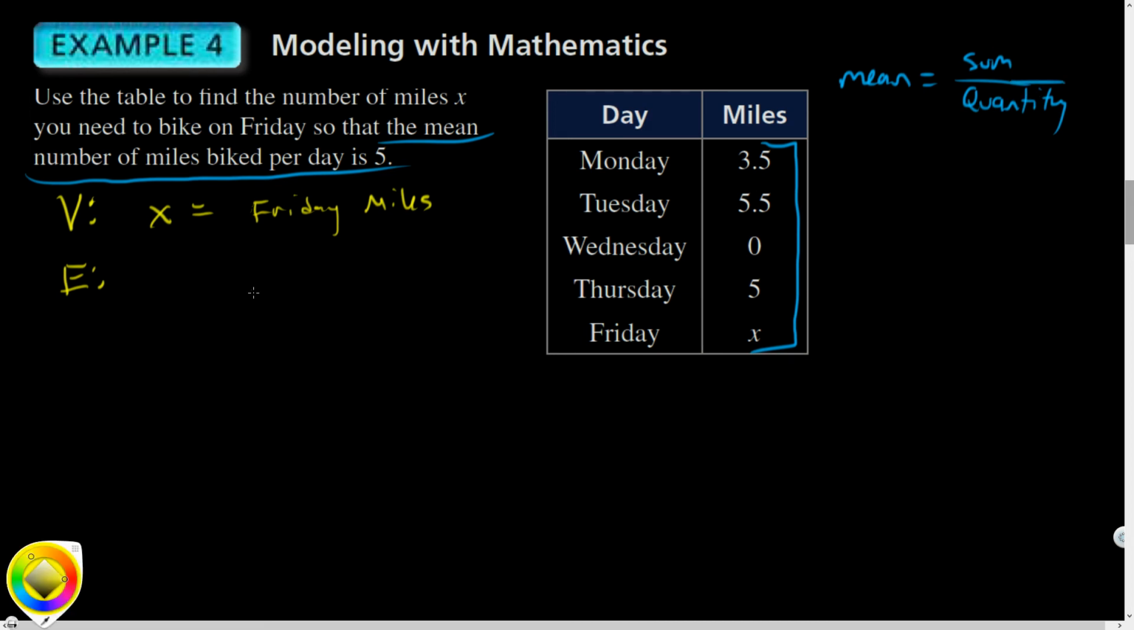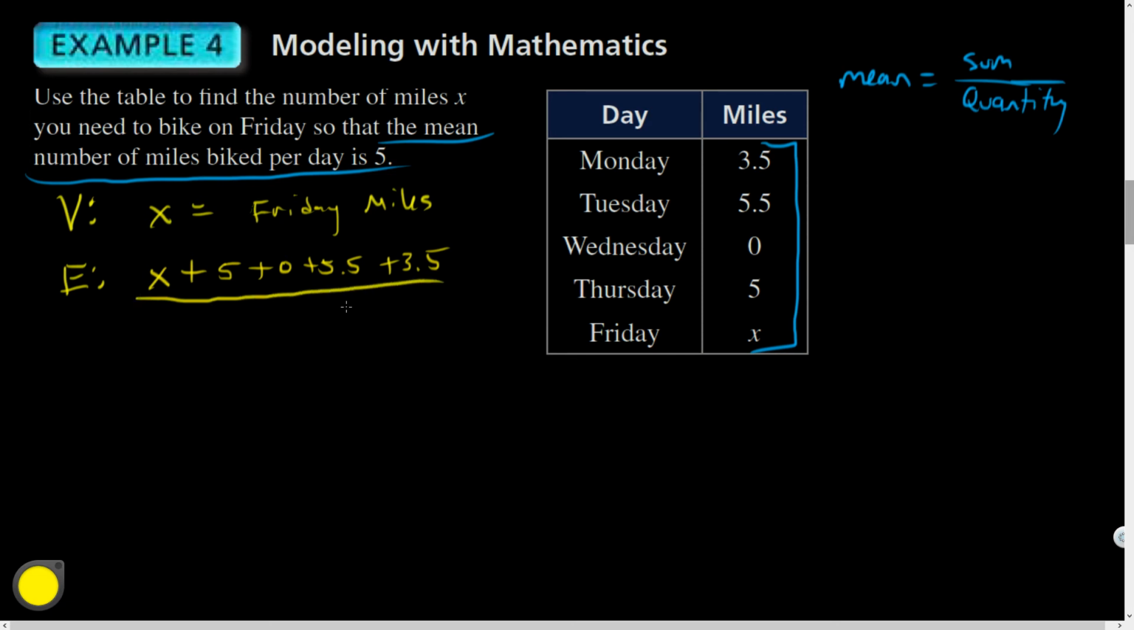So my equation is going to look like this. You ready? I'm going to put my variable first, but you could technically write it in any order. I'm going to write x plus, and then I just need to add all of these other things to it, right? I'll just do the whole thing backwards. 5 plus 0 plus 5.5 plus 3.5. And then I divide by how many there are. How many are there? All right, there's 5 separate ones there, including my yet to be determined one, so I'm dividing by 5.